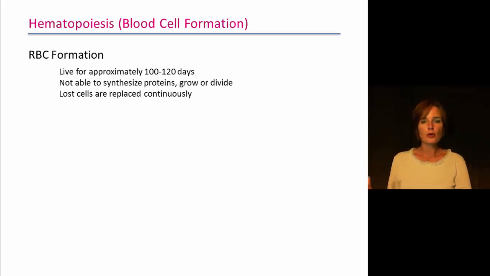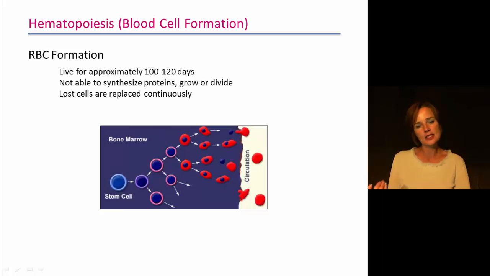The lost cells are going to be replaced continuously using that process, from the stem cells. So we will have specific stem cells in the bone marrow. They will produce the red blood cells, which are initially going to have a nucleus. That nucleus is going to be lost over time after the hemoglobin is produced inside of those cells.